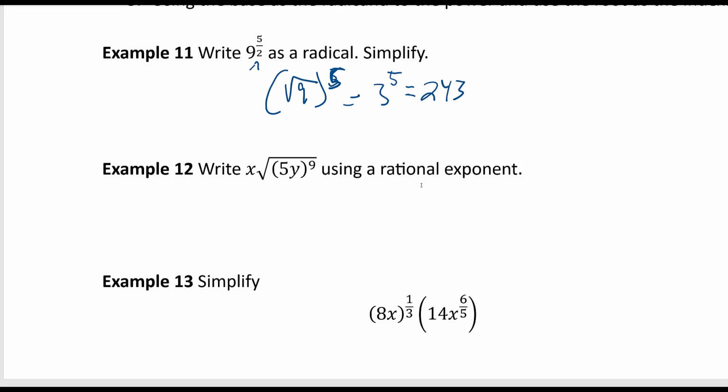Okay. The next one, write x times the square root of 5y to the 9th using rational exponents. So again, the square root symbol is an index of 2. So that's going to be x times 5y to the 9/2.